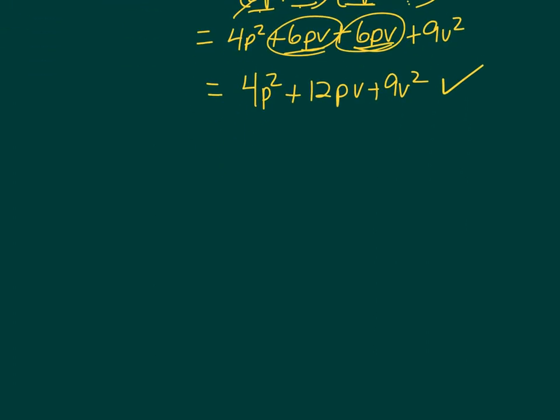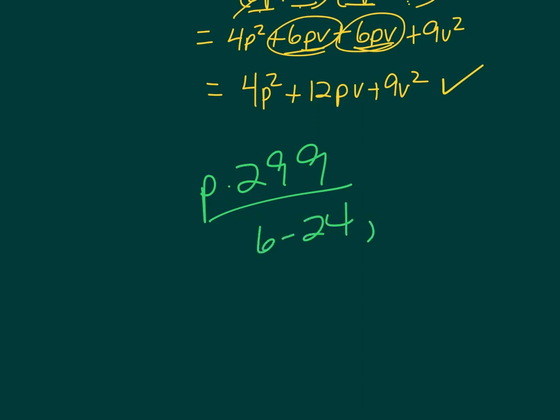So here is your assignment for Chapter 5, Section 4. On page 299, let's go 6 through 24, 43 through 50, and 89 through 94.